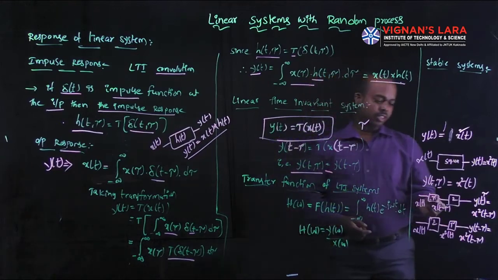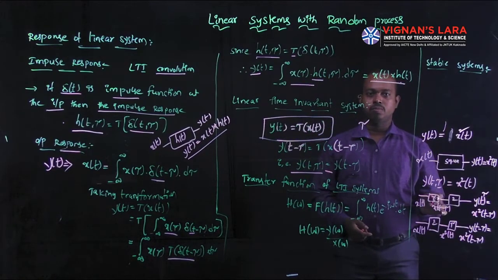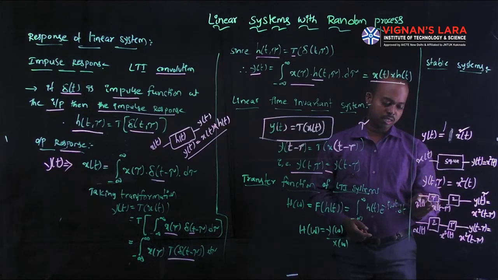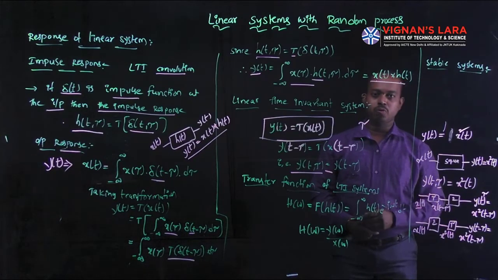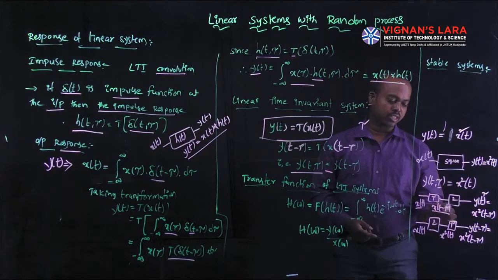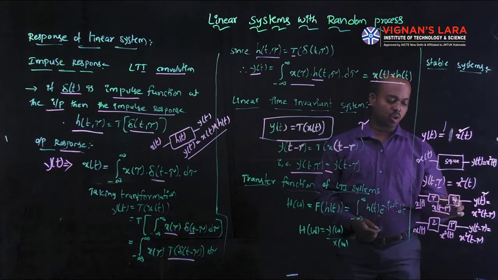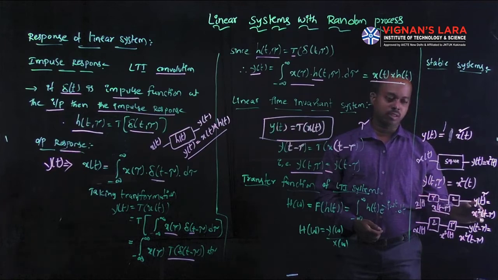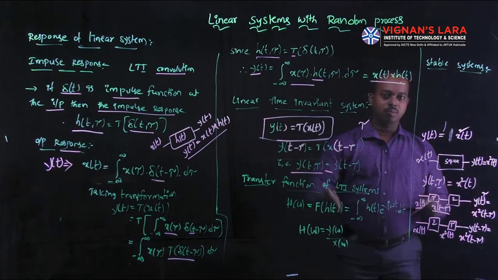We find y of t comma tau by giving the delay before processing. Before processing, I have to give the delay to the input. For this system the input is x of t, and I assign the delay parameter tau, so the input becomes x of t minus tau. I assign this delayed input to the system. The system is a squaring function, so y of t comma tau is equal to x square of t minus tau.